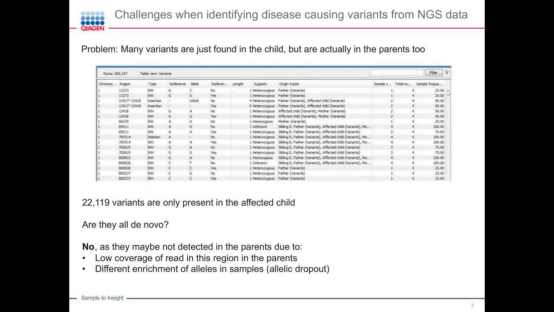The problem is, when you do this approach, you can easily end up with thousands of variants. Why is that the case? For sure, they're not all de novo, because normally we are expecting between 4 and 10 de novo variants in one of the samples.